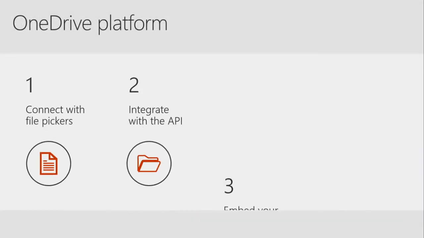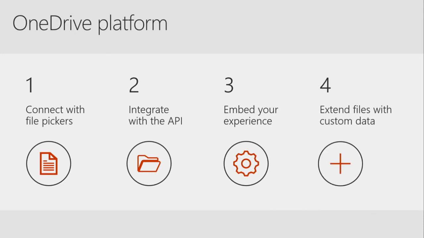When I think about the OneDrive platform, I kind of break it down into 4 areas. And if you've seen my talk before, or you were here last year, you'll notice there's a 4th area now that wasn't there before. The first area is connecting with file pickers. This is the simplest way to bring your application and connect it to the OneDrive ecosystem. The second is sort of the next logical step, which is to leverage our API to go deeper into that integration and to access more of the functionality that's available inside the OneDrive platform.